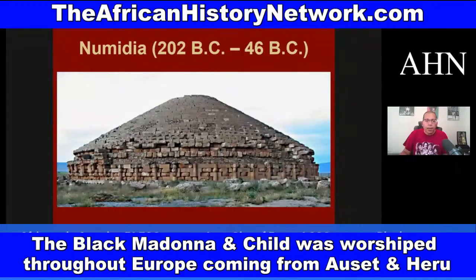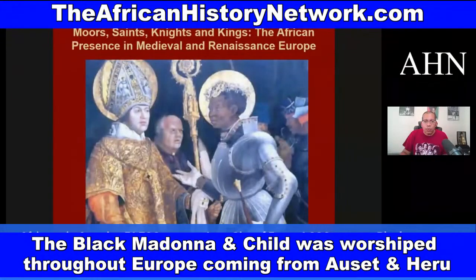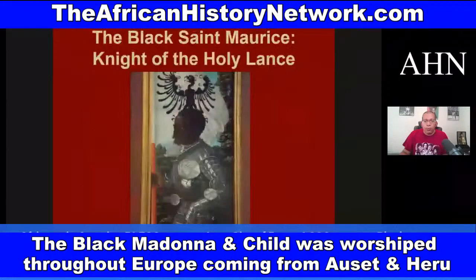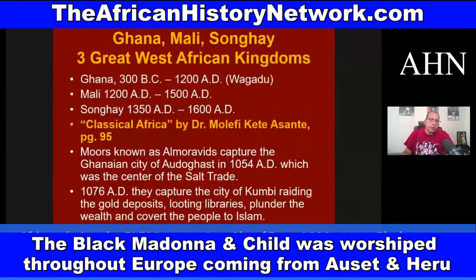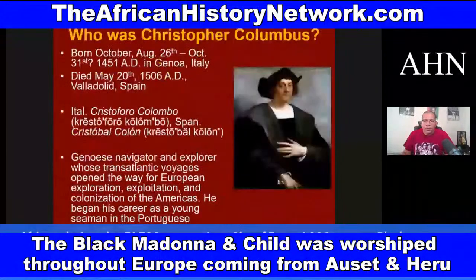And briefly, we look at different African civilizations also, and we deal with some of the history of the Moors as well. This is Saint Maurice, who becomes a patron saint to Germany. These are the national flags of Corsica and Sardinia, and they have the African Moors' heads on them. Also, we know the Moors lose control January 2nd, 1492, the last stronghold, Granada. We look at Ghana, Songhai, and Mali, also the three great West African empires.